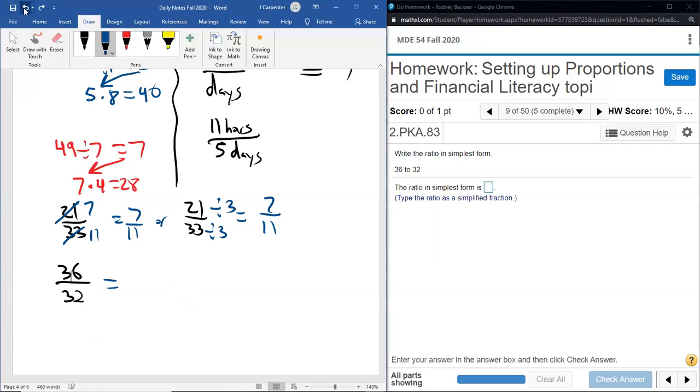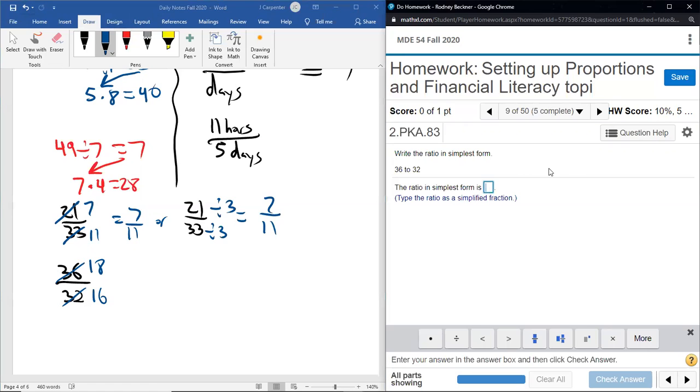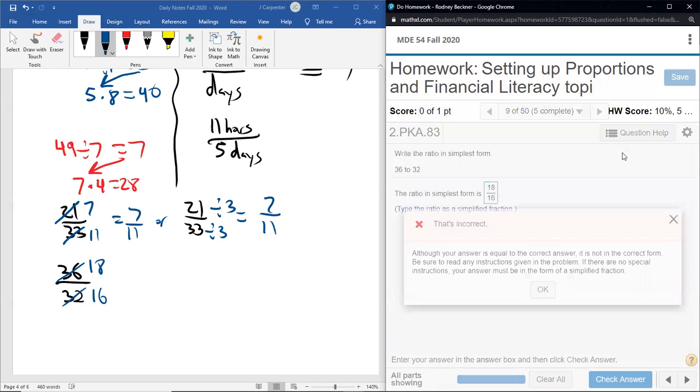If you can go straight to the answer, that's fine. Let's see, 2 would go into both 36 and 32, so I could divide both of these by 2. 2 will go into 36 18 times, 2 will go into 32 16 times. Spoilers, this is wrong. So I get excited, I reduced it, and I go 18 over 16. And it tells me I'm wrong.